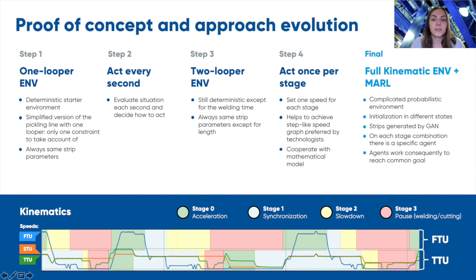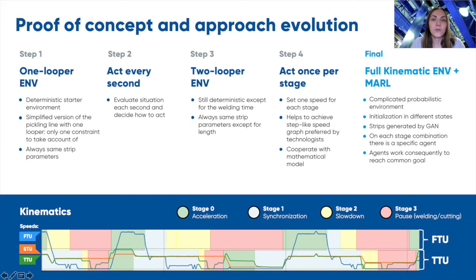The full probabilistic kinematic environment, a state initialization module, steel strips generated by GAN. To sum up, I want to mention the key ideas that led us to success. We used several RL agents to work consequently for the common result. One agent per stage combination, 16 agents in total, and cooperation with a mathematical baseline. This gave us more reliability.